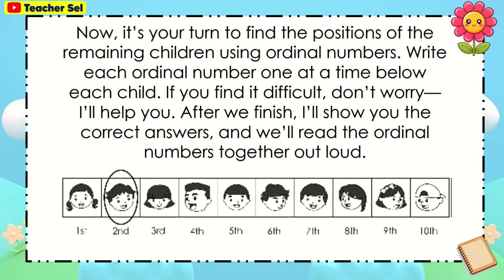It's your turn to find the positions of the remaining children using ordinal numbers. Write each ordinal number one at a time below each child. If you find it difficult, don't worry, I'll help you. After we finish, I'll show you the correct answers, and we'll read the ordinal numbers together out loud.